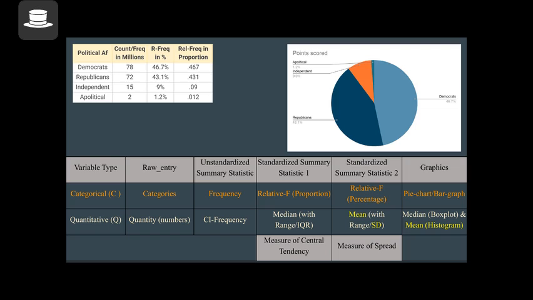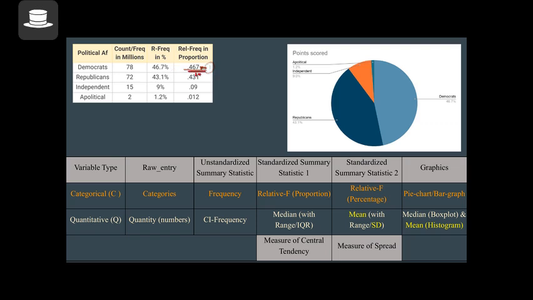So yet another way of summarizing is in the form of proportion. A proportion is like percentage, but a percentage is out of 100. A proportion is out of 1. A proportion is out of 1. 0.467 is 46.7%. So if you multiply proportion by 100, it would be percentage. Or if you divide percentage by 100, it will change into proportion.